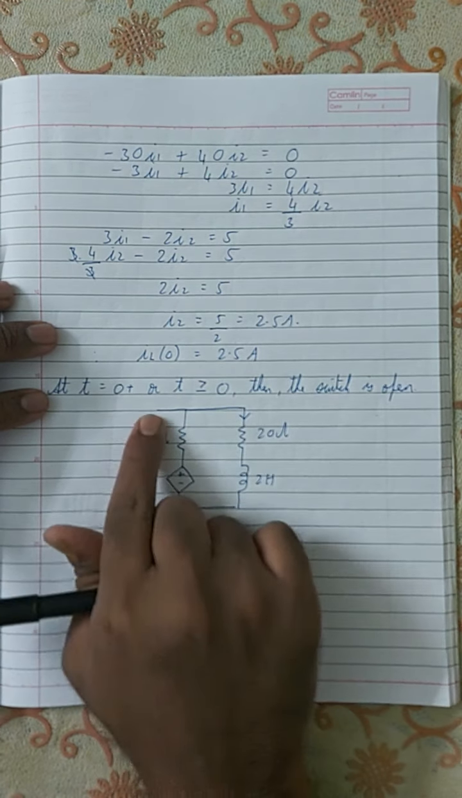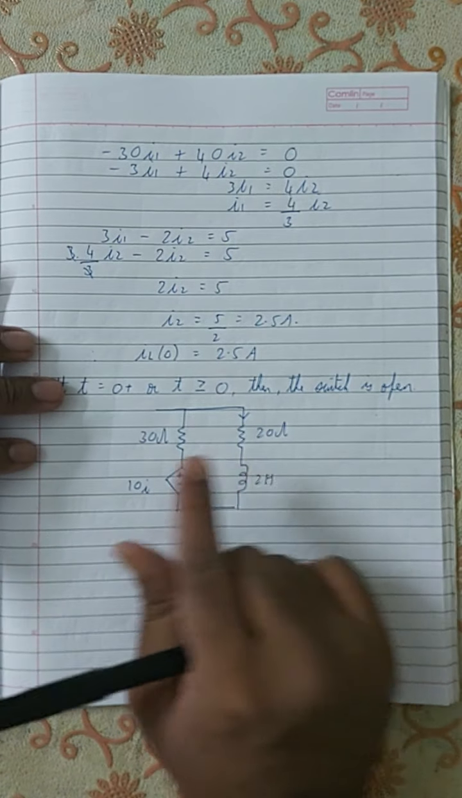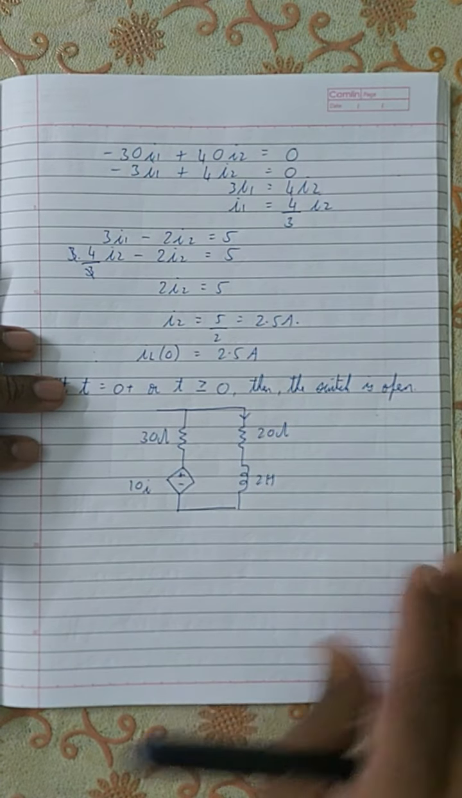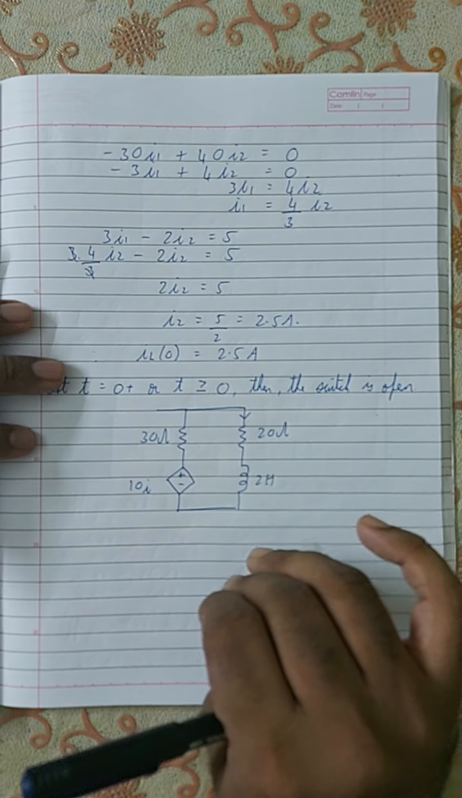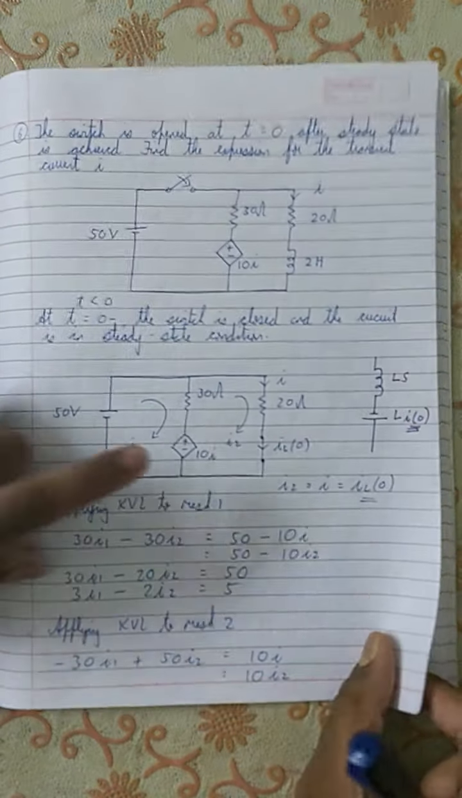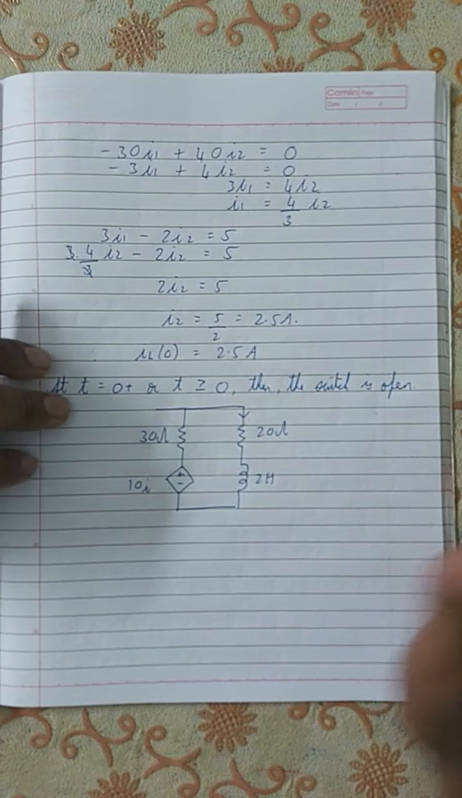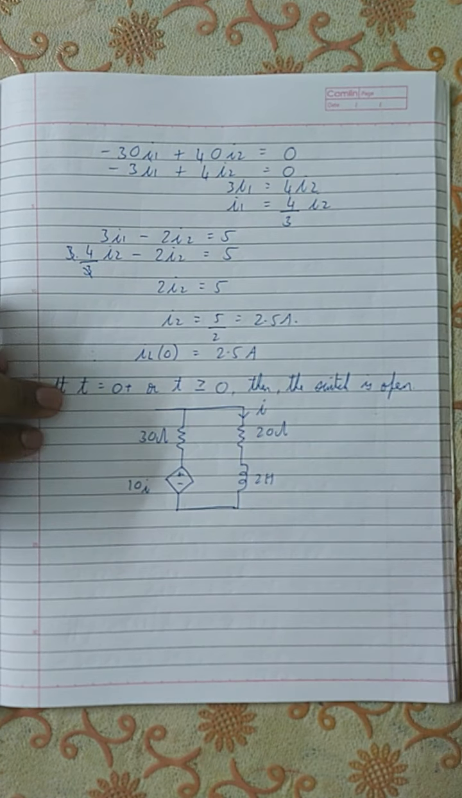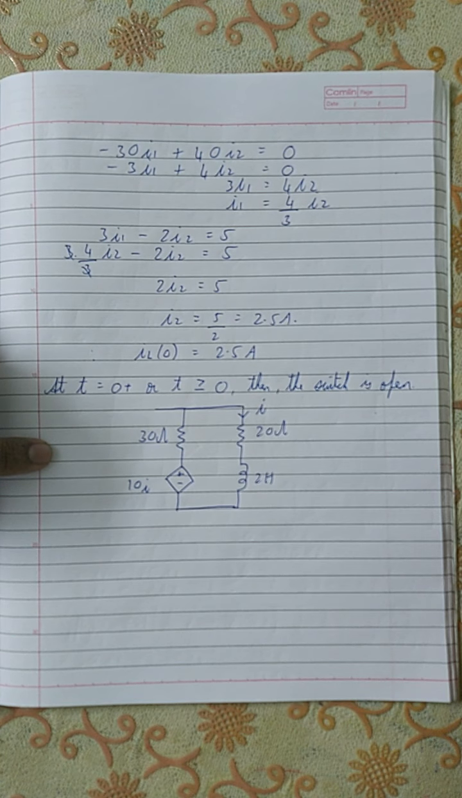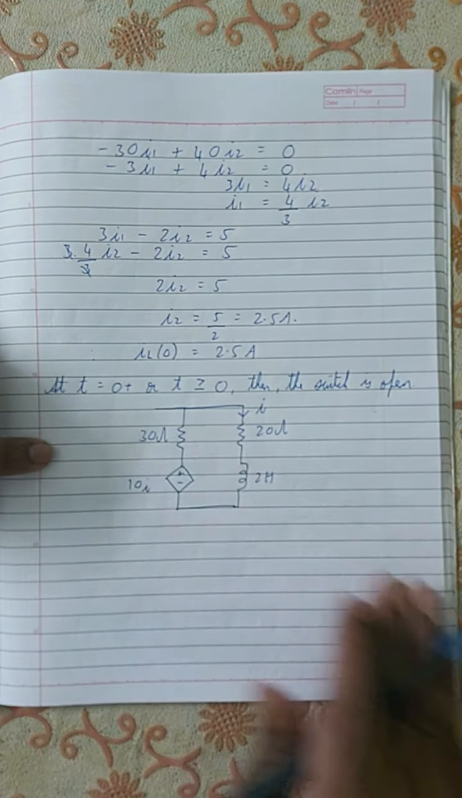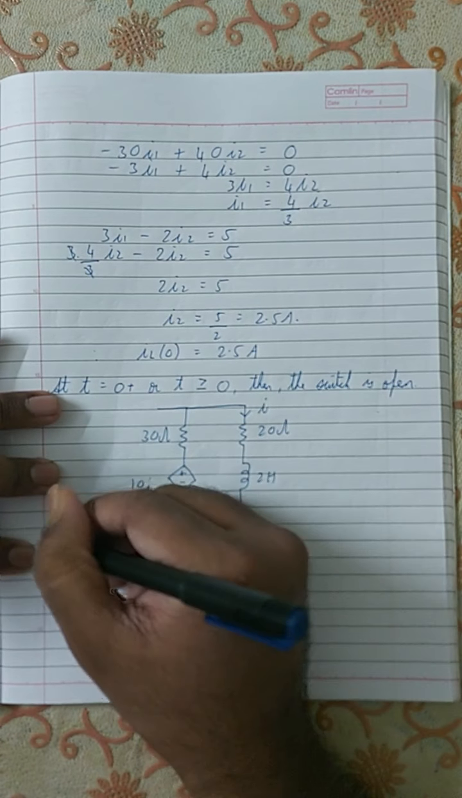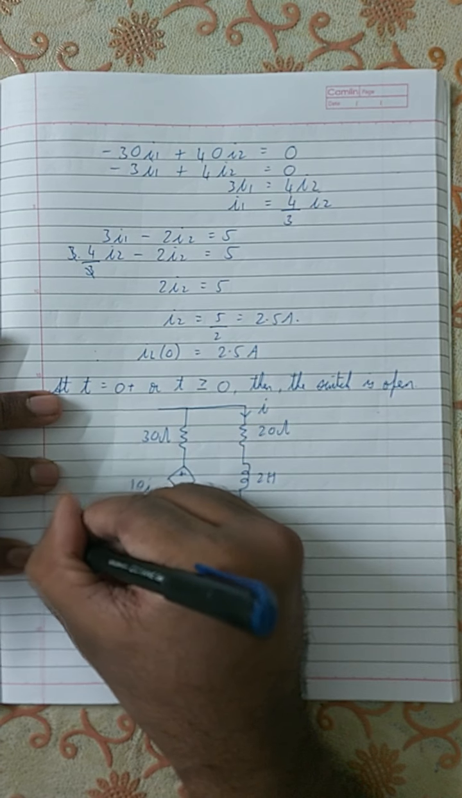Depending on the position of the switch, there are two circuits in this given circuit. One is when the switch is closed, the other is when the switch is open. When the switch is closed, this is the circuit. When the switch is open, this is the circuit. And this is the value of I. Now your job is to find the value of I, and you can find it by applying the Laplace transform to this circuit, or the transformed impedance of the circuit.